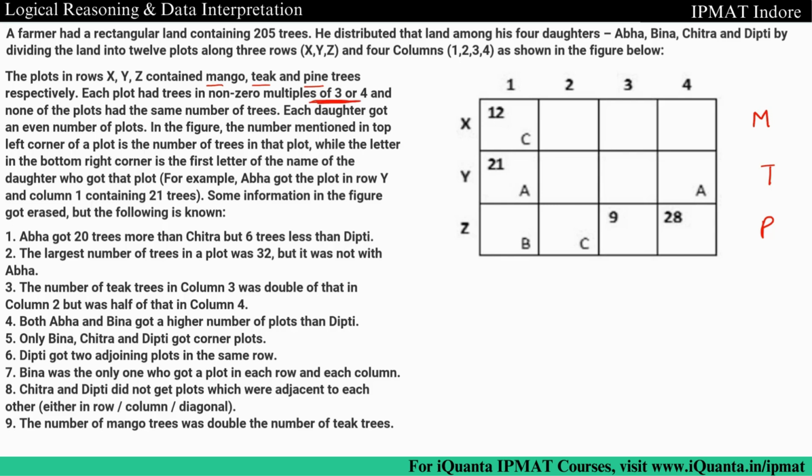We'll always take care of this. None of the plots had the same number of trees. We'll also take care of this. Each daughter got an even number of plots. This is also important. In the figure, the number mentioned in the top left corner is the number of trees. Okay, fine. And then let us directly come to the clues.